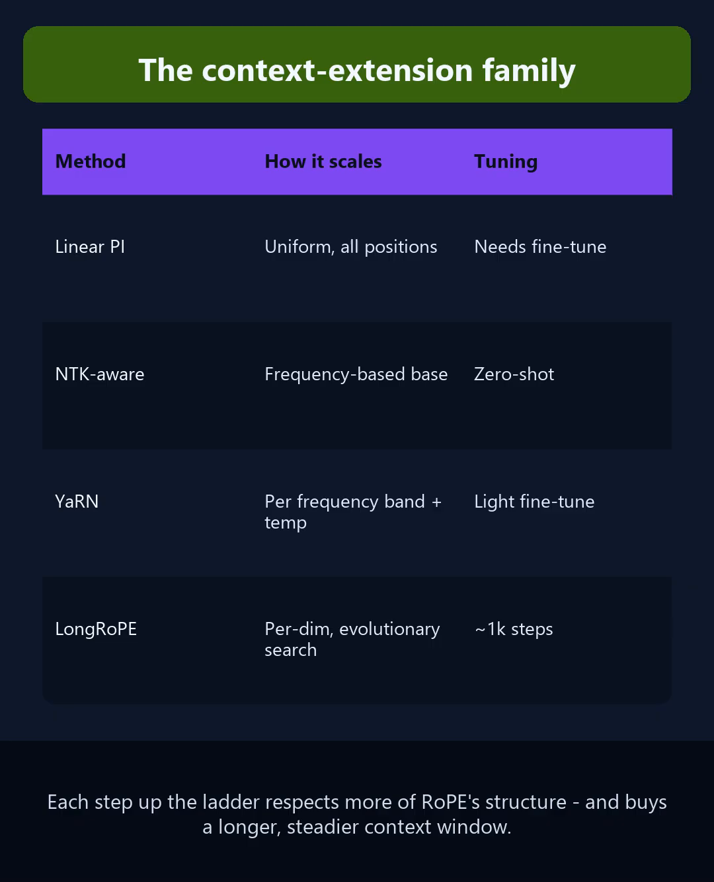Here is the family at a glance. Position interpolation: uniform, simple, and limited. NTK-aware scaling: frequency-based and works with no fine-tuning. YaRN: selective by frequency band with a temperature correction. LongRoPE: non-uniform per-dimension rescaling found by evolutionary search, plus progressive extension. Each step up the ladder respects more of RoPE structure, and each buys a longer, more reliable context window.